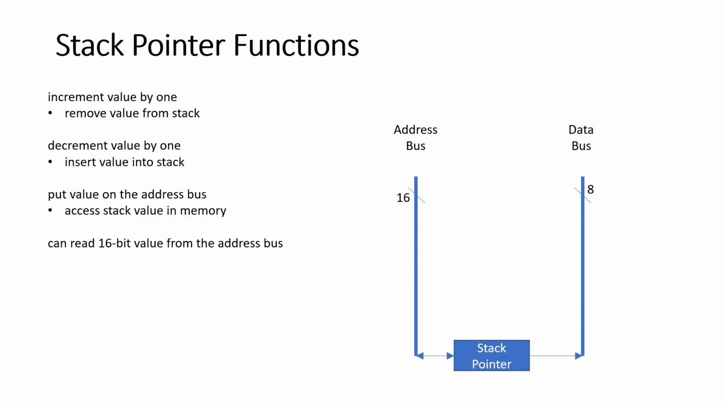The stack pointer can also read its 16-bit value from the address bus, which is done whenever the stack pointer is going to be initialized, for example at program start. And it is also capable of putting its high or low byte to the data bus, which is done whenever one wants to save the stack pointer for whichever purpose.